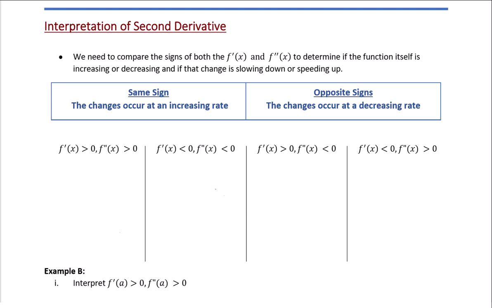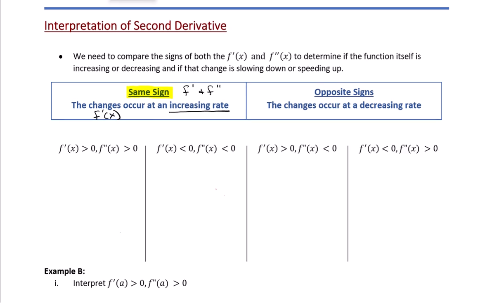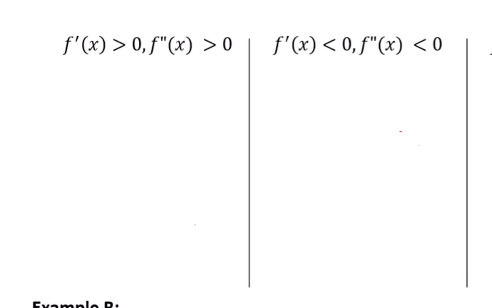The first and second derivative could have the same sign. And again, we're looking at f prime and f double prime. If that happens, then that means that any increase or decrease in f prime is occurring at an increasing rate. So let's take a look at a couple of examples. What if our first derivative is greater than 0? That means it's positive. And also our second derivative is greater than 0, or positive.